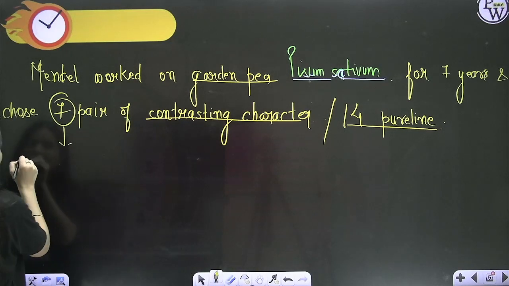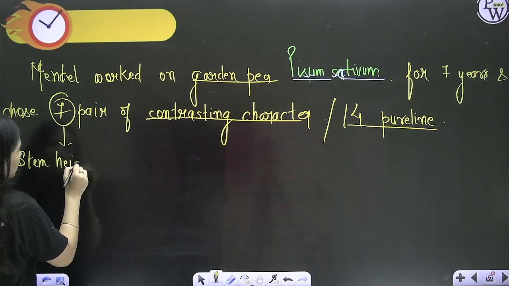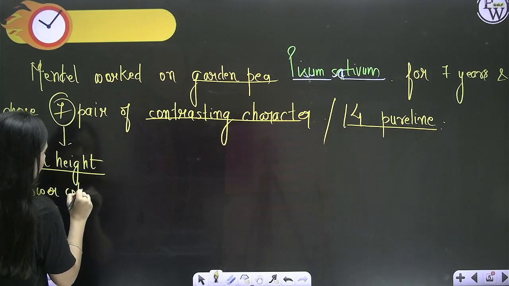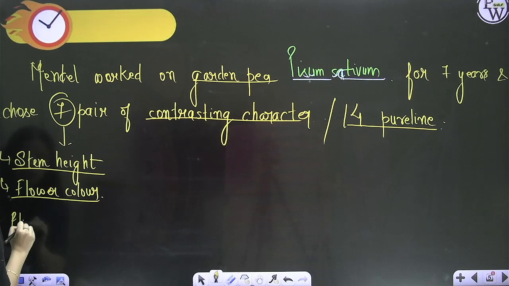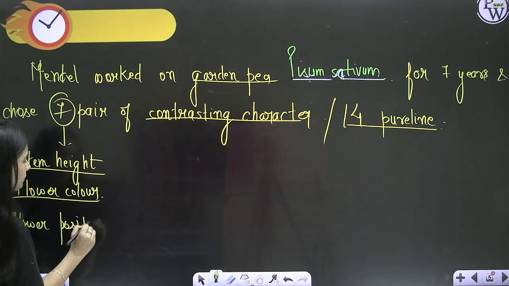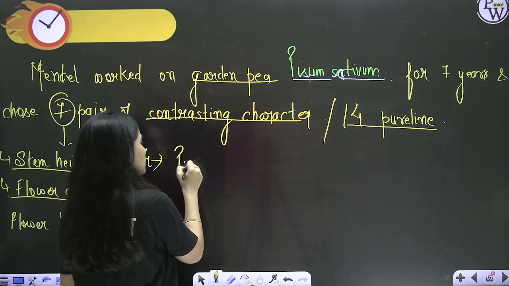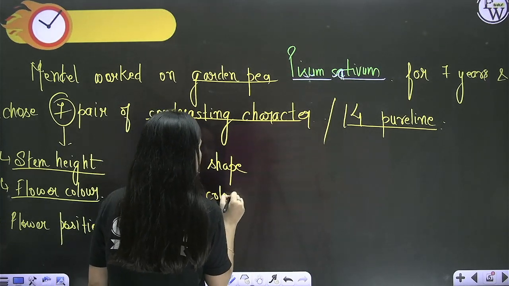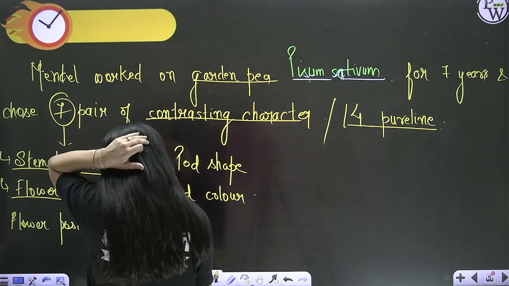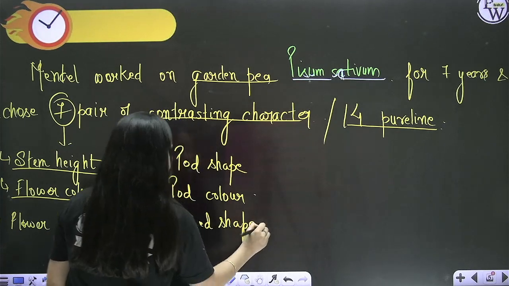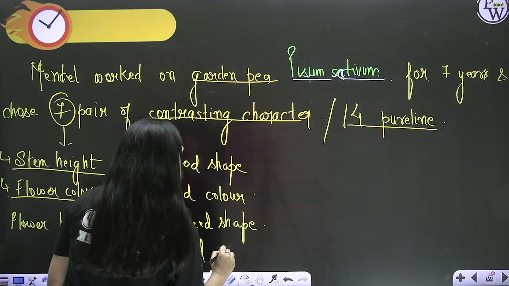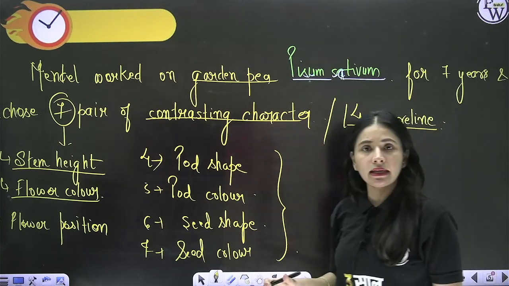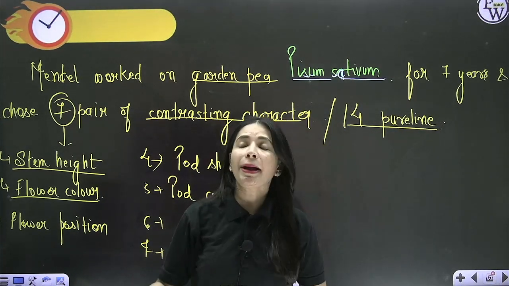Now what are those 7 characters? First is stem height, second is flower color, third is flower position, fourth is pod shape, fifth is pod color, sixth is seed shape, and seventh is seed color, right? So these are the 7 pairs of contrasting characters which were chosen by Mendel in order to understand the pattern of inheritance of genes.